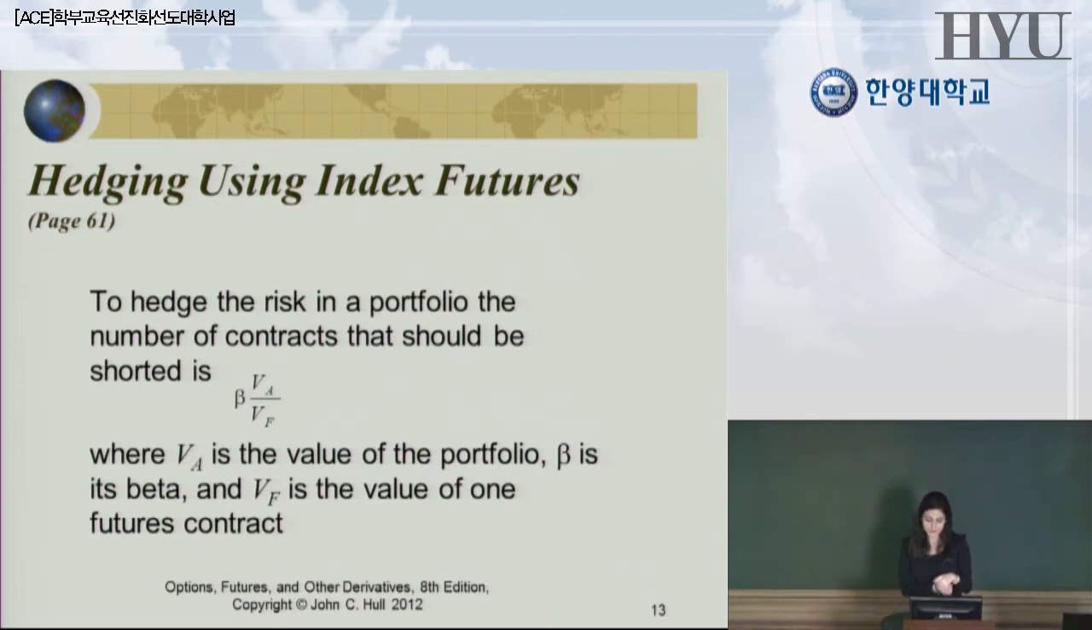Hedging using index futures. So to hedge the risk in a portfolio, the number of contracts that should be shorted is given by this calculation, where VA is the value of the portfolio, B is the beta, and FV is the value of one futures contract.